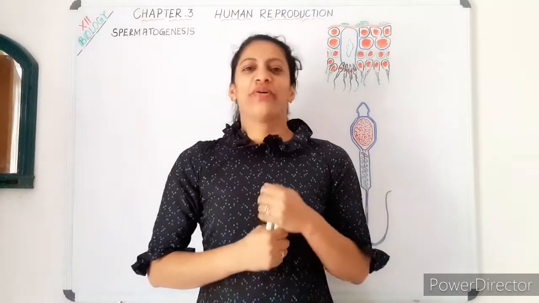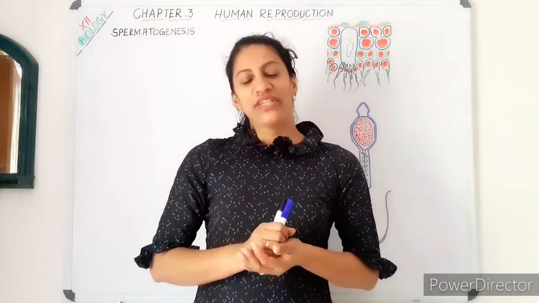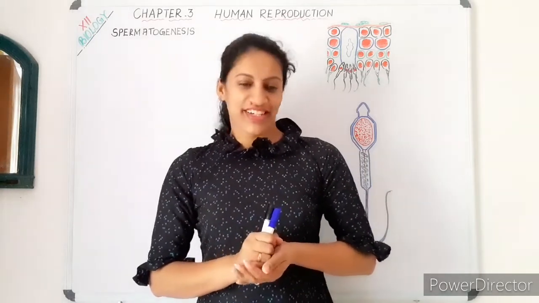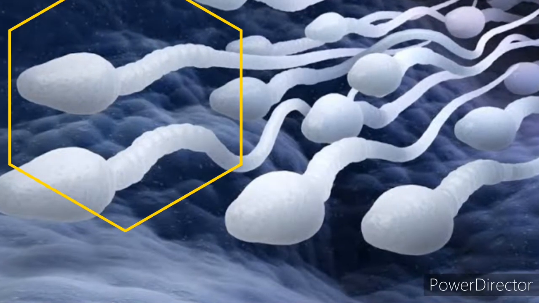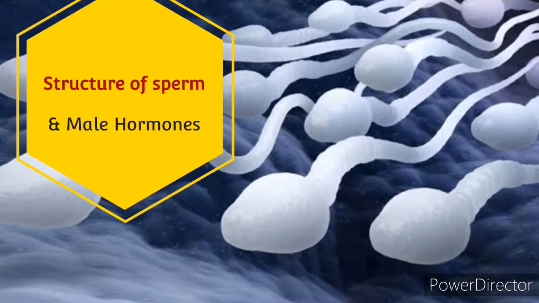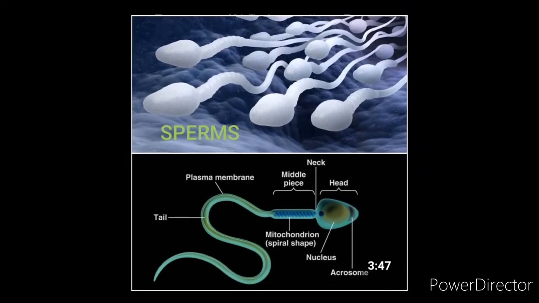My dear students, welcome back to Plus 2 Biology. Our chapter is Human Reproduction, and today's topic is the structure of human sperm and the hormonal control of spermatogenesis.